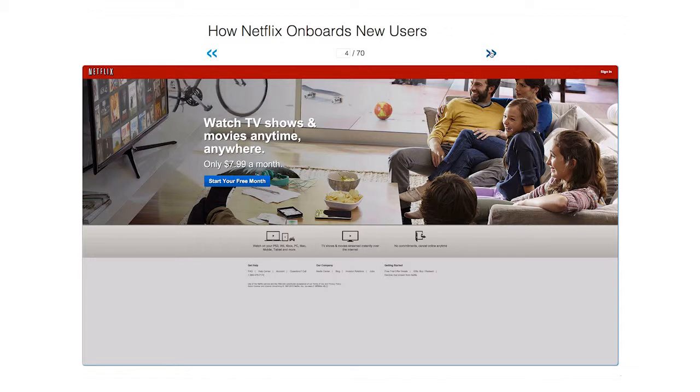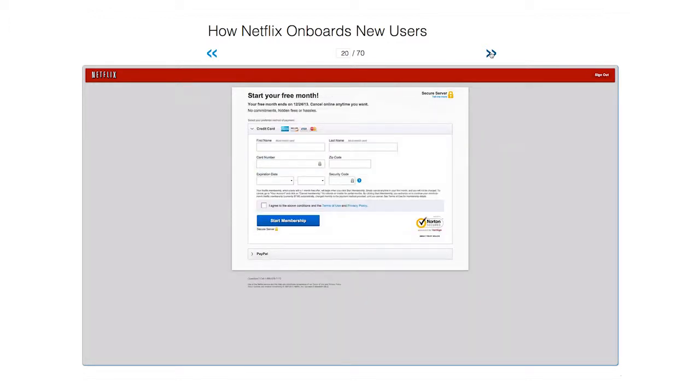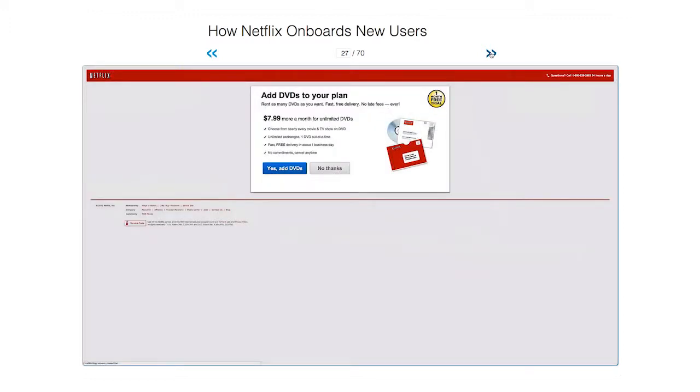Yeah, they've gone through a bunch of different iterations of this whole onboarding funnel process. And now, as a Netflix owner, I don't even get DVDs anymore. I just get the streaming portion of it. So adding the DVDs is essentially an upsell of the $7.99 unlimited DVDs portion of it. Mm-hmm.